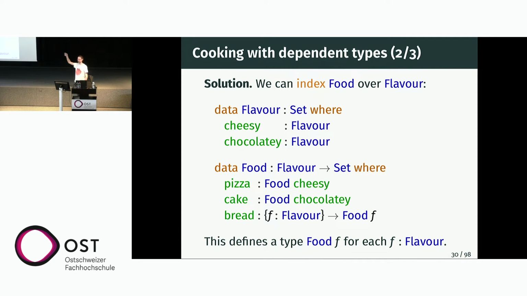And what does that mean? That means that now each constructor has to specify which flavor it has. So for pizza, we can say pizza is cheesy food, cake is chocolatey food. And bread, well, you could add cheese or chocolate on it, but you should never mix it. So we can say for any kind of flavor we can think of, we can get bread with that flavor, but you have to choose one or the other. And so now this declaration defines a new type, Food f, for each term f of type Flavor.